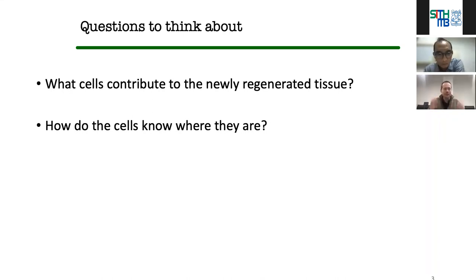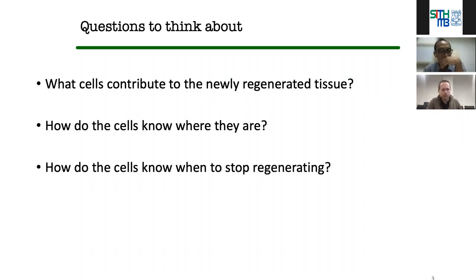And these questions, at least the idea of how cells know where they are, is something we call positional identity, which is also very important. Won't touch upon it today, but if you have any questions about that, also happy to talk about it.